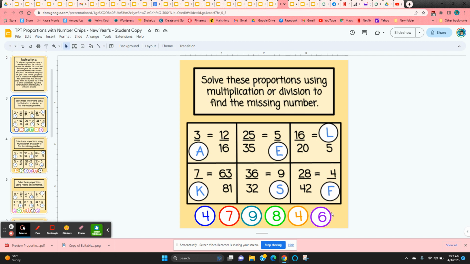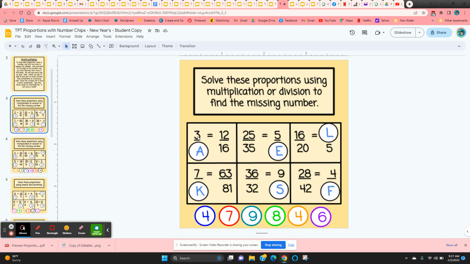Now, every slide has all of the numbers they need, so that gives students a little bit of a boost if they're struggling. And they're going to move these number chips into the correct place to create these equivalent fractions or equivalent ratios. The letters underneath will be used on the very last slide to solve a riddle.